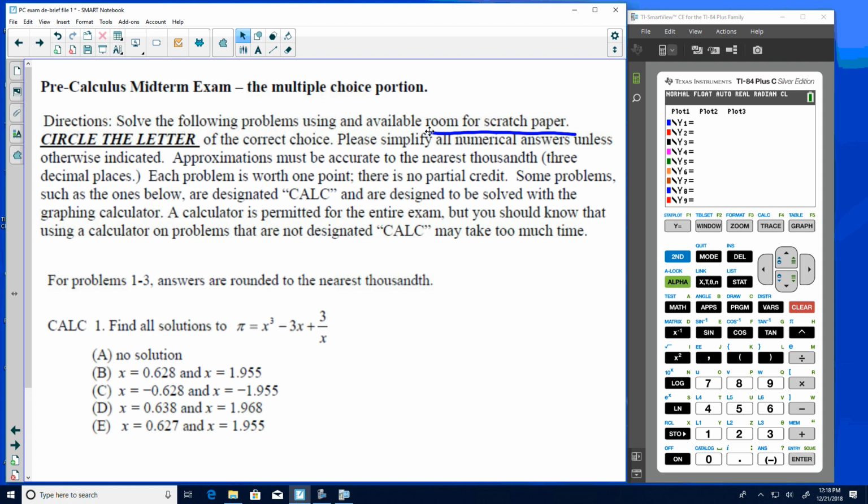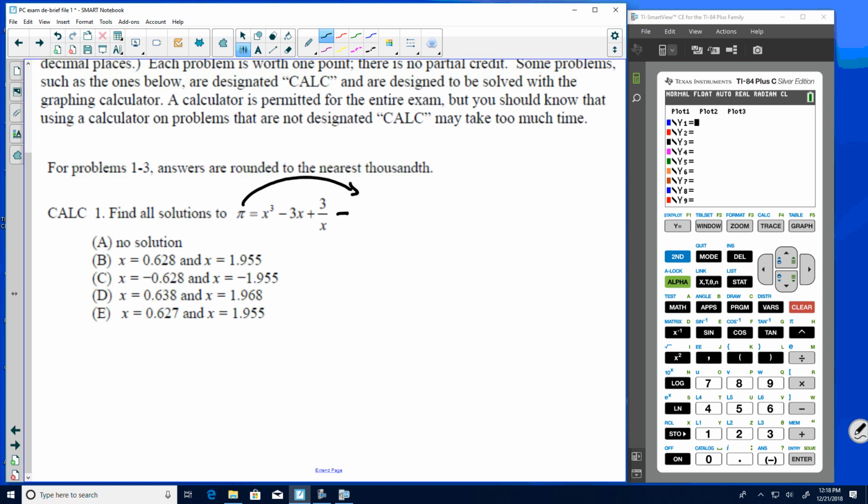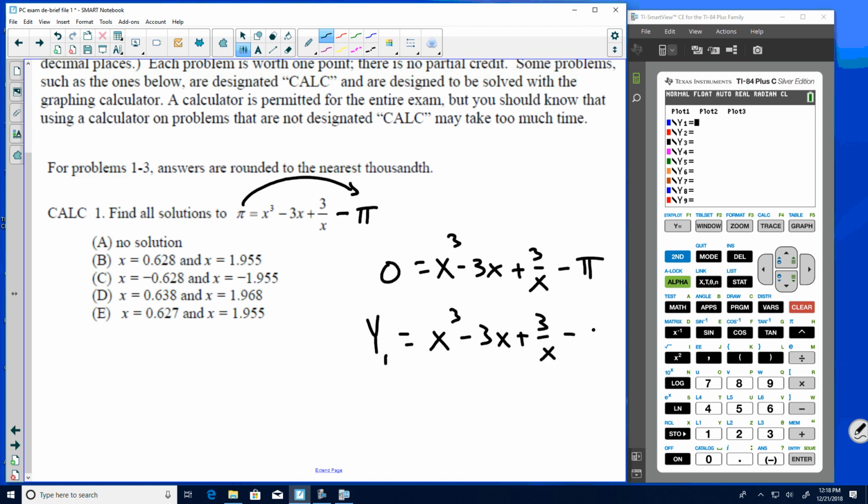Okay, number 1, find all solutions to this cubic. There are 2 ways of doing this. My preferred method is to set the equation equal to 0. So we have 0 is equal to x cubed minus 3x plus 3 over x minus pi. And then imagine a function, we can call it y1, as this cubic. What we're looking for is the zeros of this function, where the function is equal to 0. So that's probably the best way to do these things.